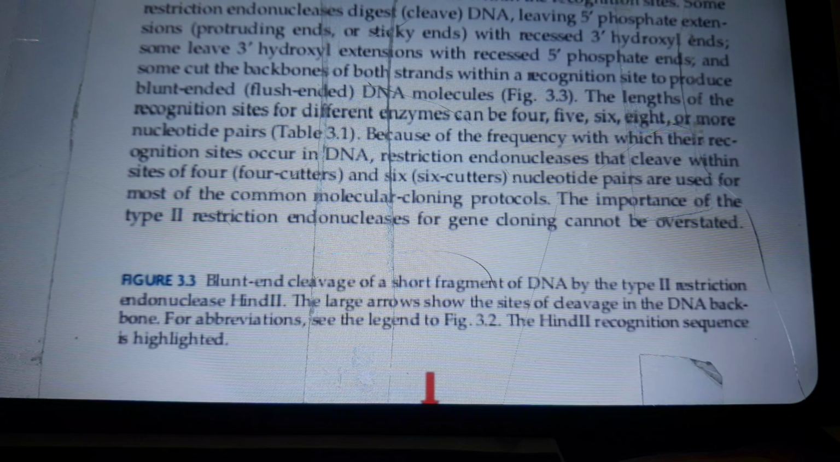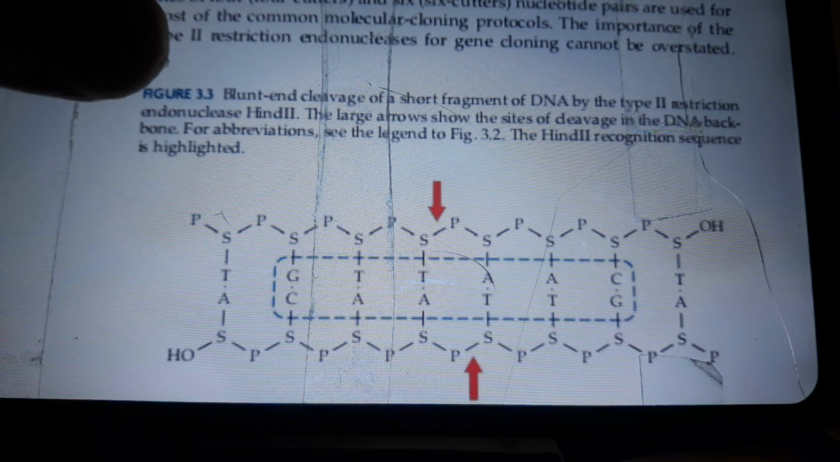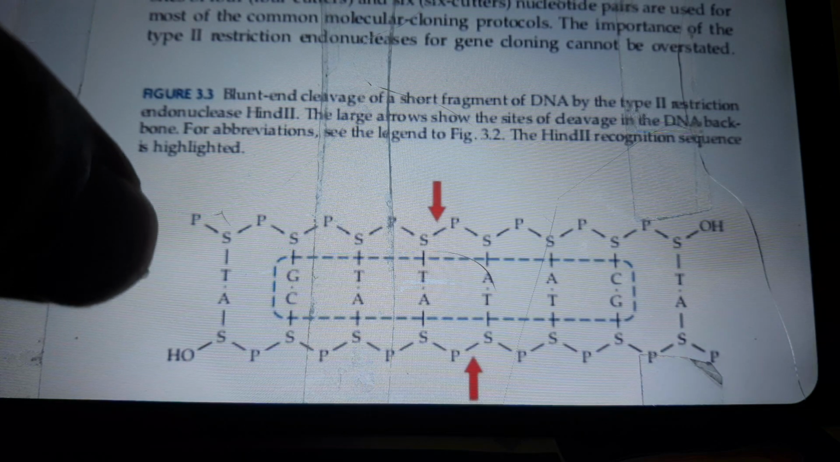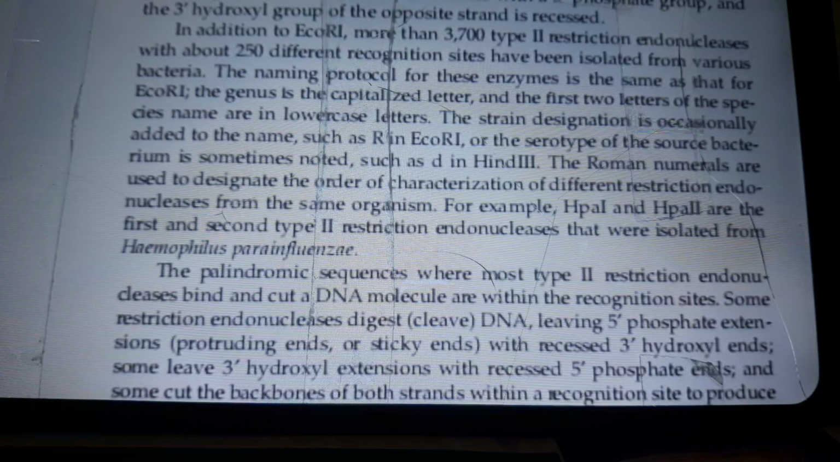So, the importance of the type 2 restriction endonucleases for gene cloning cannot be overstated. This is blunt-end cleavage of a short fragment of DNA by the type 2 restriction endonuclease HincII. The large arrows show the sites of cleavage in the DNA backbone. For abbreviations, see the legend to figure 3.2. The HincII recognition sequence is highlighted. Each single-stranded extension terminates with a 5' phosphate group, and the 3' hydroxyl group of the opposite strand is recessed.